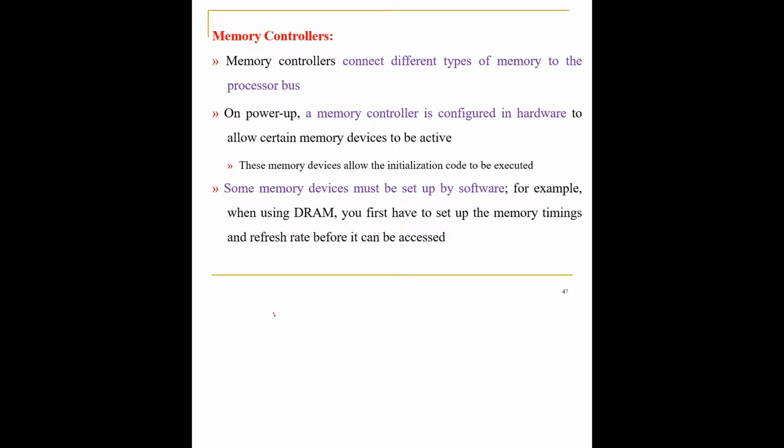Let's say you have a processor, you have memory. This is memory, this is processor. So in between the processor and the main memory, you have a memory controller. The memory controller connects different types of memory to the processor bus.